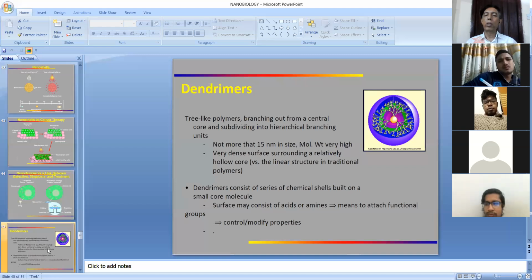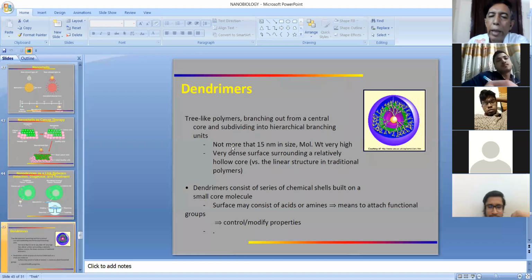Now, next one is dendrimer. What are dendrimers? Dendrimers are tree-like polymers. You see here, this is a dendrimer. This is a polymer. There is a root of the tree, and these are the branches of the tree. These are tree-like polymers.